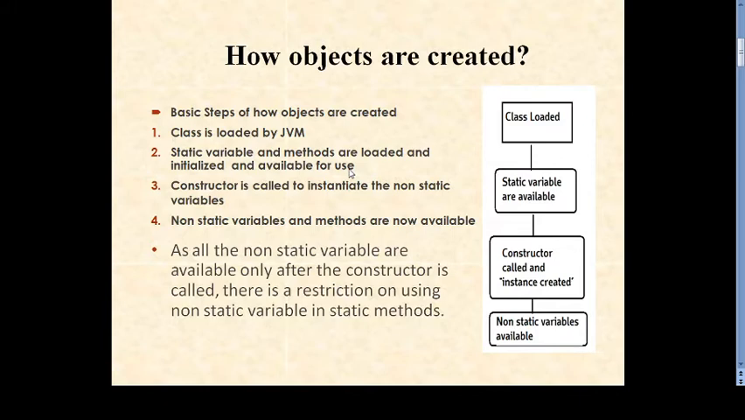How objects are created in Java. First, the class is created and then loaded, and any static variables present are loaded and initialized, and they are available for use from loading time onwards. Then the constructor is called to instantiate non-static variables, and from then onwards those variables are available for use. Hence these non-static variables cannot be used with static methods.